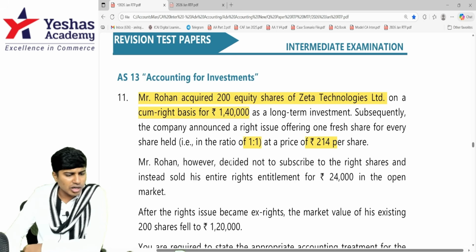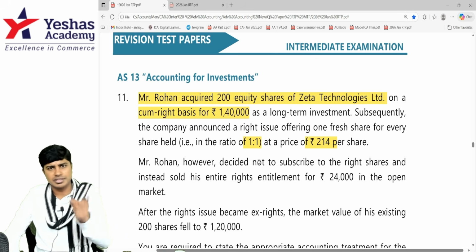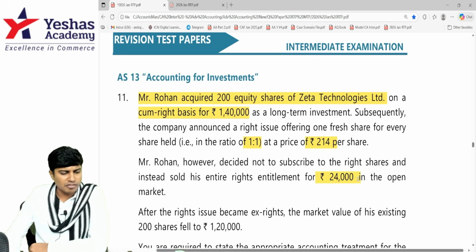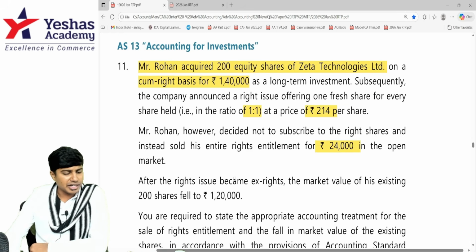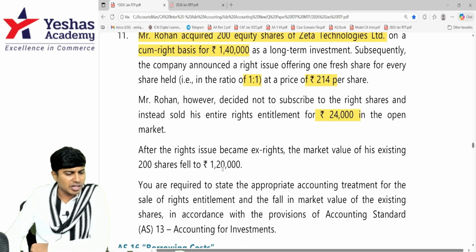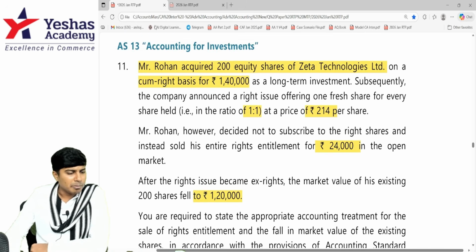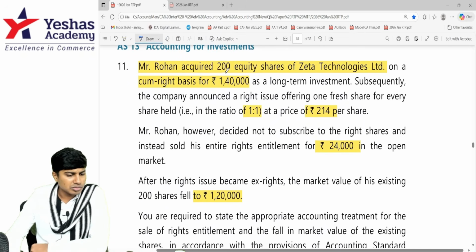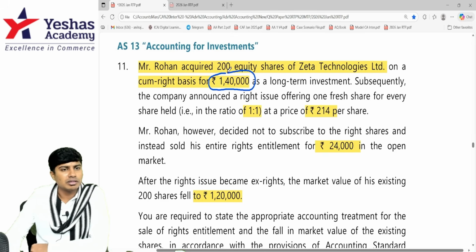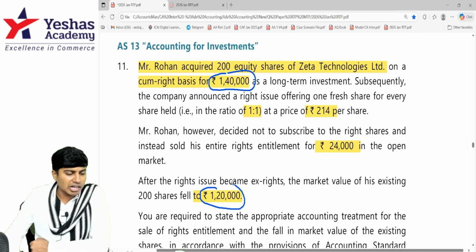Okay, Mr. Rohan, however, decided not to subscribe. I know this. That's what this guy would have done. And he sold it for 24,000. After the right issue became ex-rights, the market value of the existing company fell to 120. Market value of the shares was how much? 1,40,000. The purchase price is 1,40,000. That is cost. What is the fair market value?